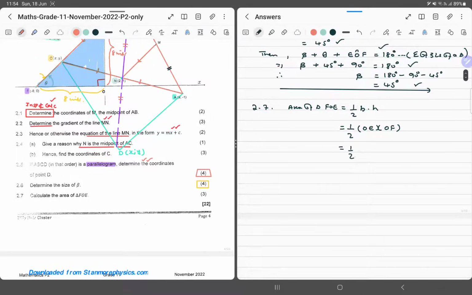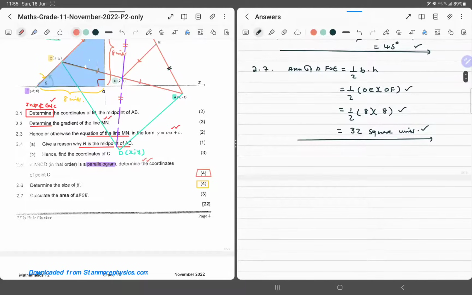So this is going to be a half. OE is 8 units. OF is also 8 units. So basically this is half of 64, which is 32 square units. Okay, so that's it, guys. Nice and easy. So basically the substitution and knowing those values and the answer is important. So we take our 22 marks with a big smile.